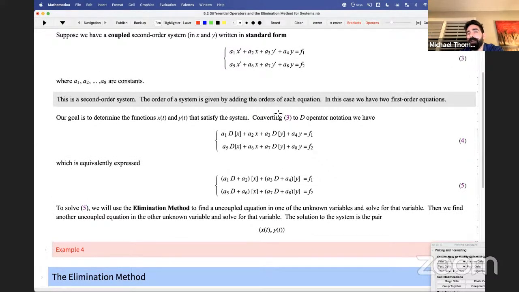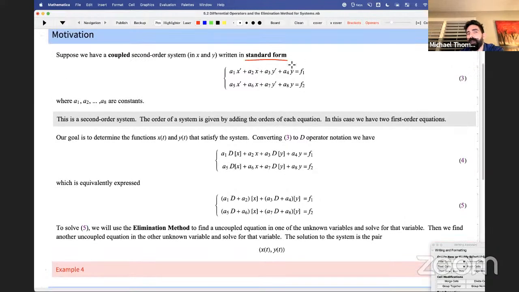Oh, I forgot to mention one thing. It's important that you have your system in standard form. That means you want all your x's over here on the left clustered together, and all your y terms on the right, and then whatever's left over on the other side. That part's really important because they don't all come that way. So make sure they're in standard form.